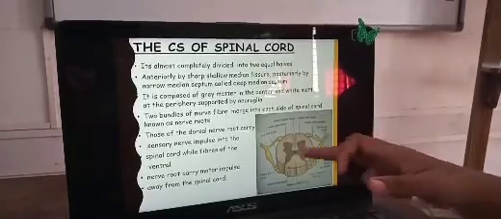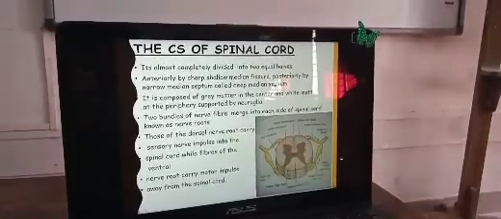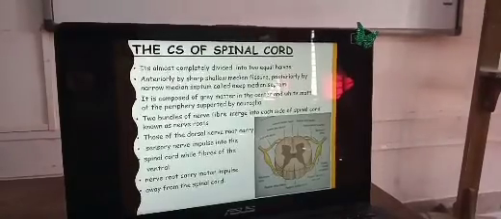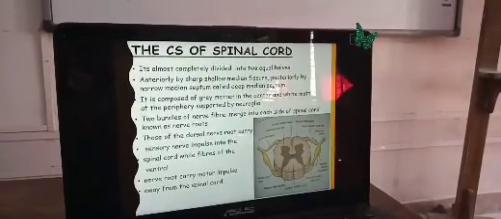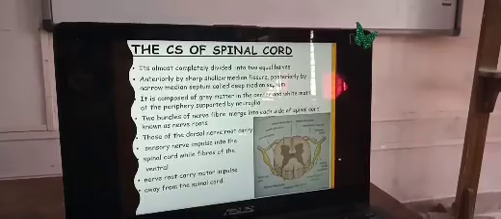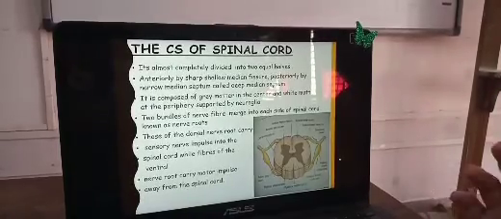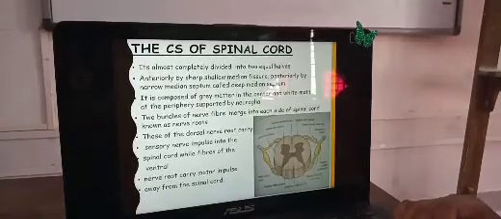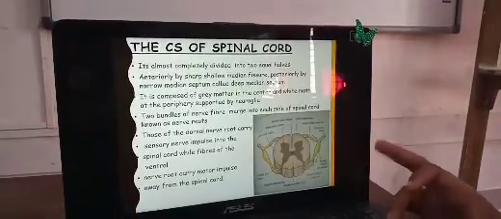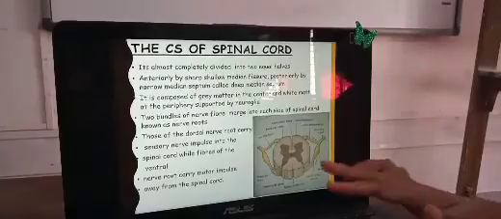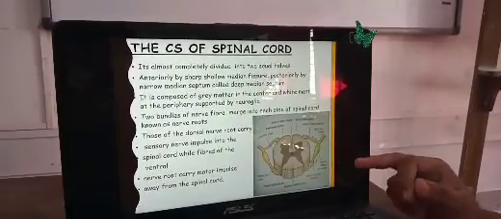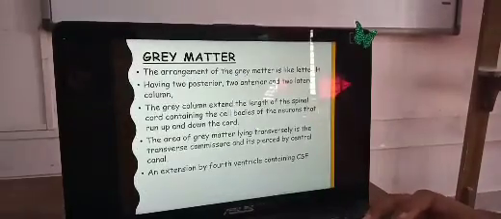Now these are the nerve roots. Those of the dorsal nerve root carry sensory nerve impulses into the spinal cord, while fibers of the ventral root carry motor impulses. Now, the nerve root carrying the motor impulse away from the spinal cord. So, these are the two nerve roots. One is the sensory one and one is the motor one.